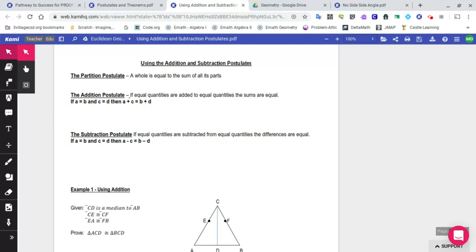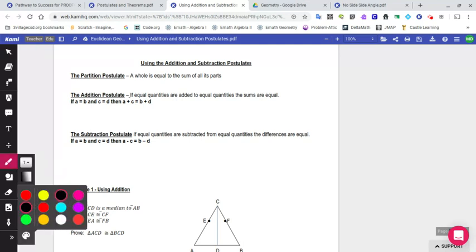Addition postulate. You may recall what I said when we did this was you need two sets of equal quantities, A equals B and C equals D. The example I used was 3 equals 3 and 5 equals 5. If I take one from each of those groups and I add them, the sums are going to be the same. A plus C equals B plus D. That's the same thing as saying 3 plus 5 equals 3 plus 5. Seems like a silly postulate, but we're going to be using that in the next example to piece together the parts that we need to prove the triangles congruent to each other.